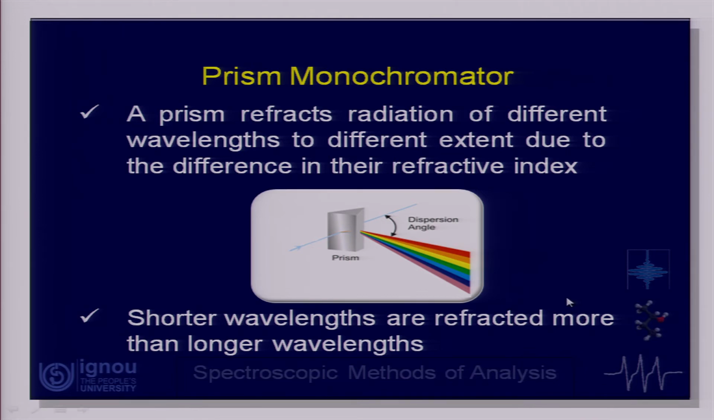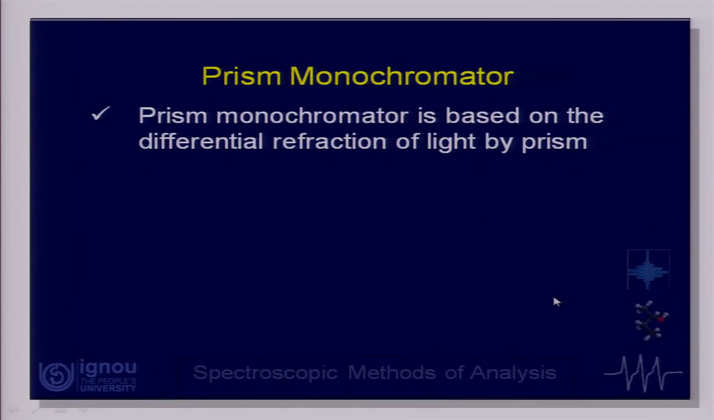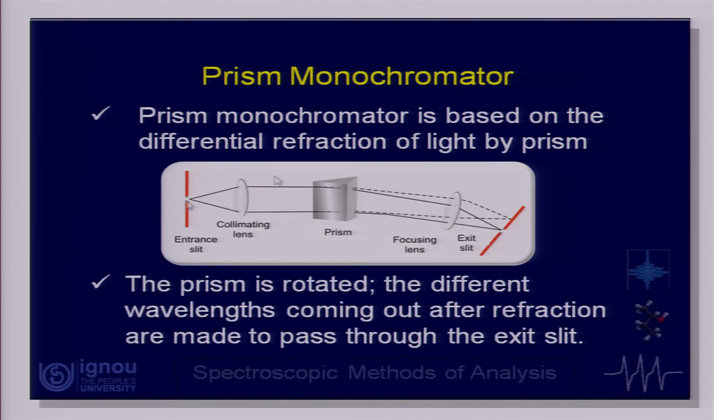Okay. Now, let us look at how a prism monochromator works. As I just mentioned, a prism monochromator is based on the differential refraction of light by the prism. Essentially, a prism monochromator consists of two slits, one an entrance slit and one an exit slit, and two lenses, one called a collimating lens and one a focusing lens. Then of course we have a prism somewhere here. So, what basically happens is we have a radiation source somewhere here.